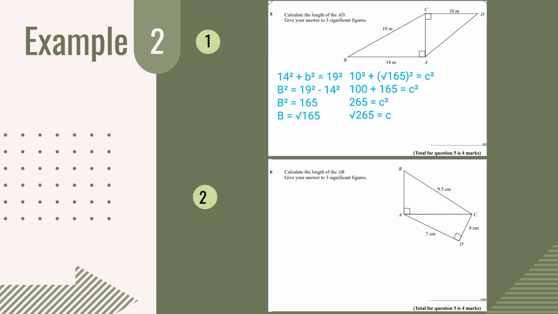So, 10 squared plus root 165 squared equals C squared. Anything to the root squared equals the number inside the root. So, 10 squared, 100, plus 165 equals C squared. So C squared equals 265. So C equals root 265.